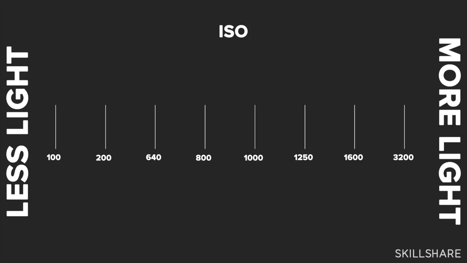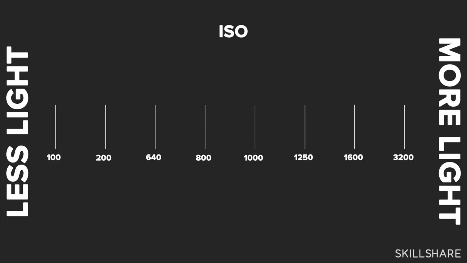So the last factor on the exposure triangle is ISO. For brevity, I'm going to just call it ISO. I like to think of ISO as the weapon of last resort. It's one of the things that you want to keep as low as possible, and let me explain why. ISO basically affects the sensitivity that your sensor has to light, meaning the higher the number, the more sensitive, meaning brighter. The lower the number, the less sensitive it is to light, so the darker the image.